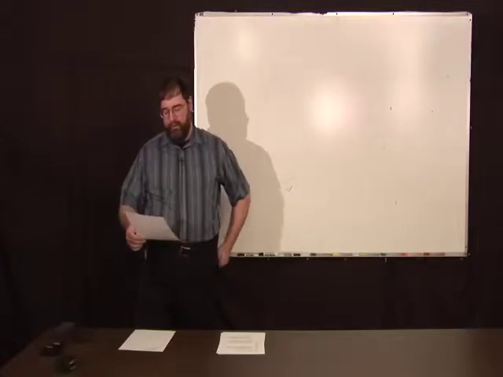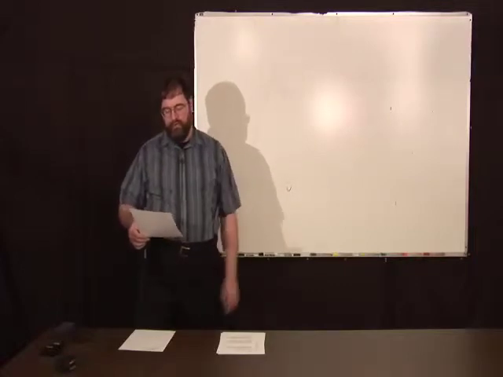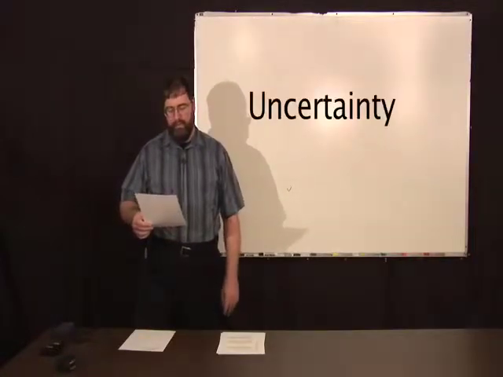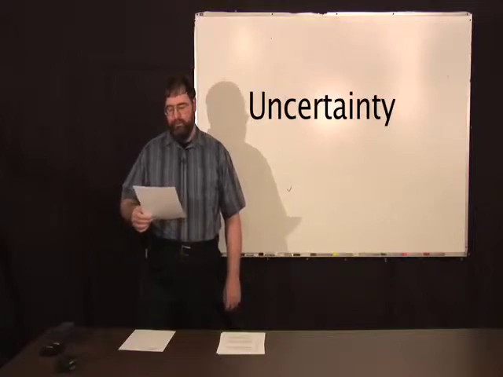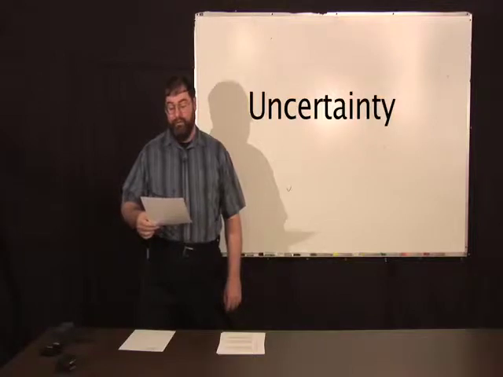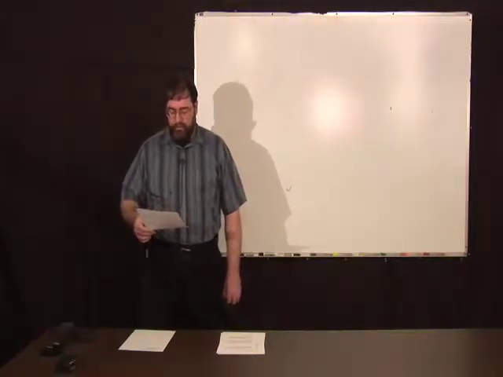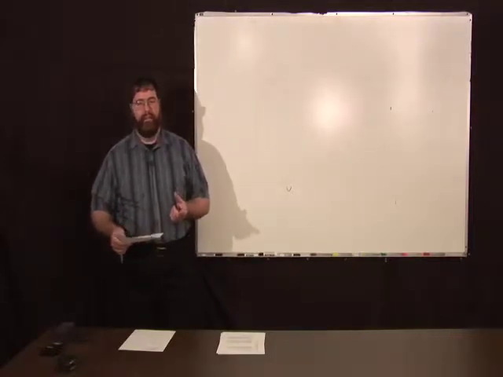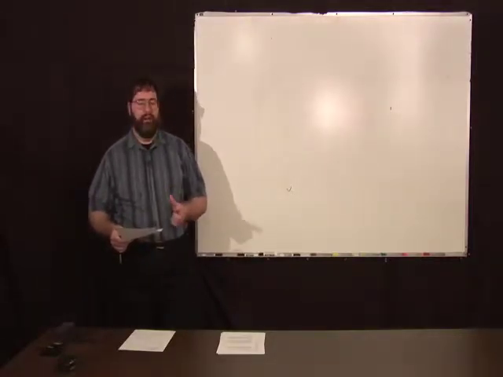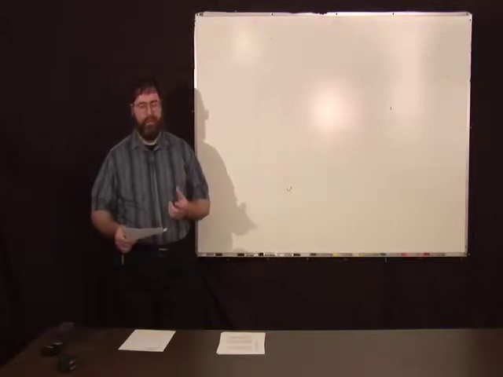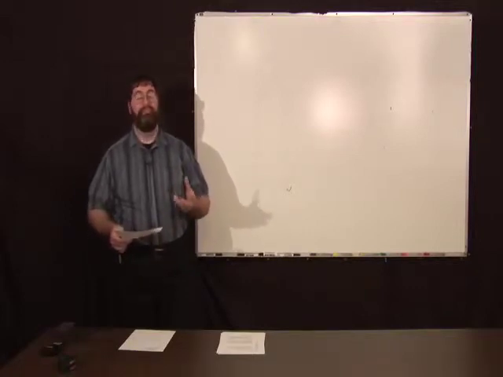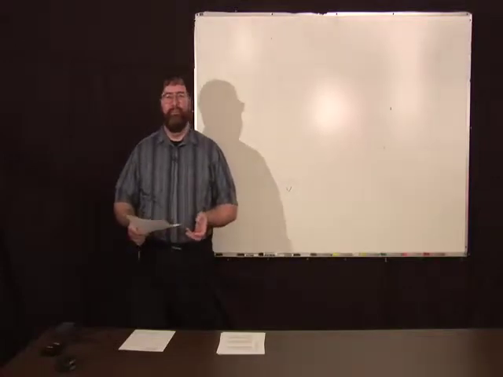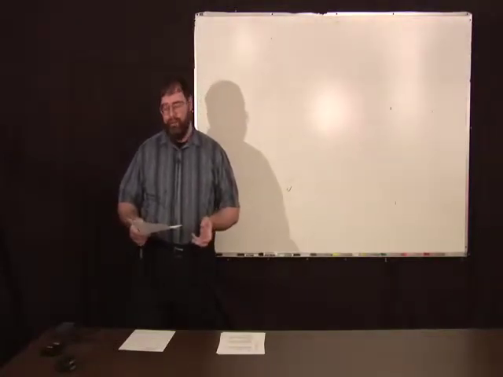Well, this week, the actual GUM definition of uncertainty is a parameter associated with the result of a measurement that characterizes the dispersion of the values that could reasonably be attributed to the measurand. So, again, like I said, it's a number that characterizes how far the measured value could conceivably be from the true value of the measurement.